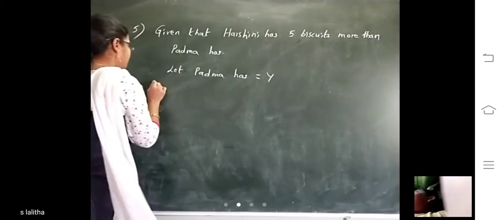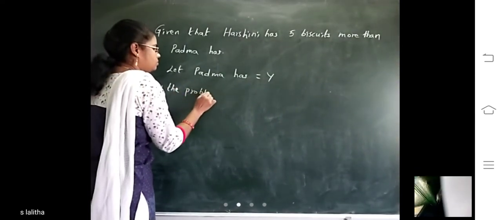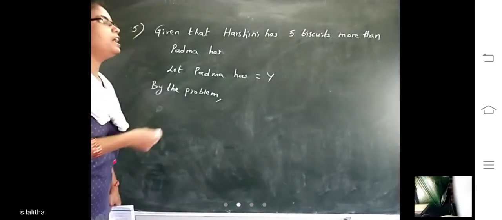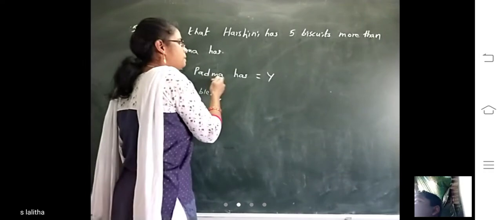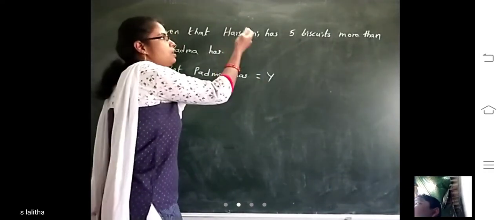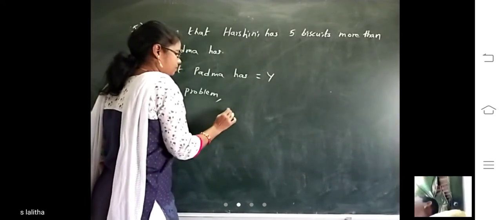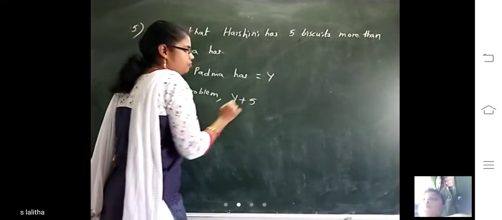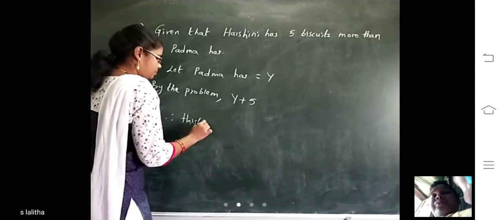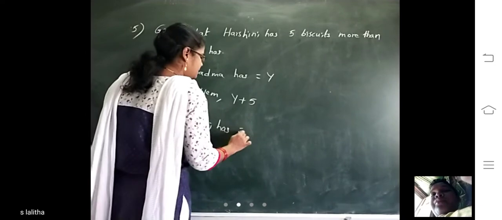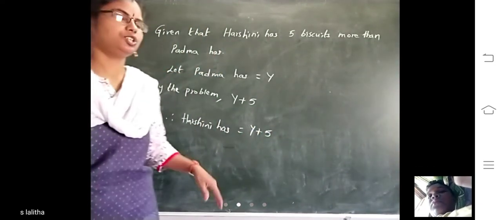Okay. Now by the problem, Harshini has 5 biscuits more than Padma has. That means Padma has y biscuits. Now Harshini has 5 biscuits more, which means y plus 5. Therefore Harshini has y plus 5 biscuits. Okay. This is the answer. Right.